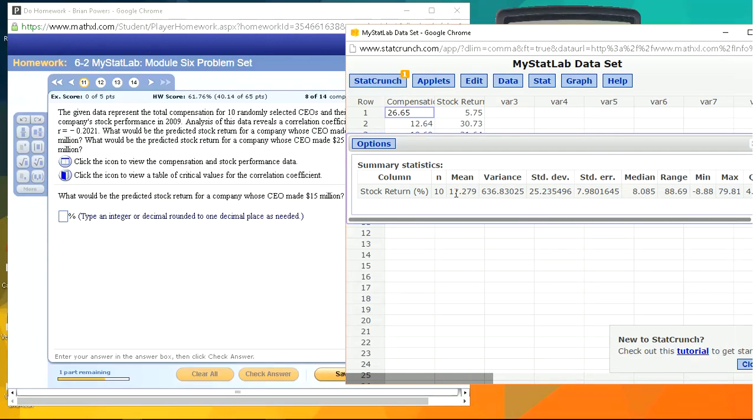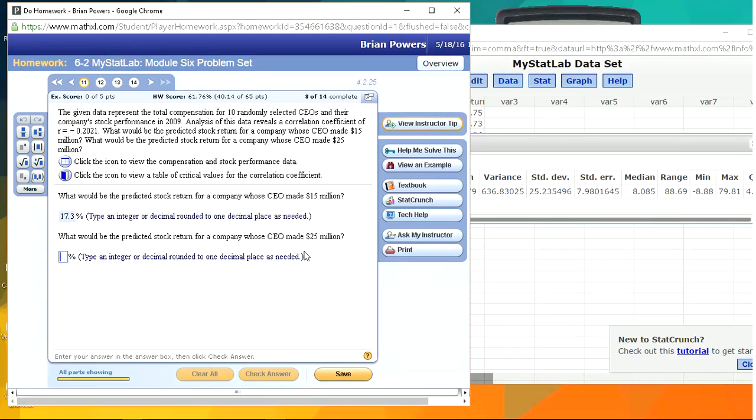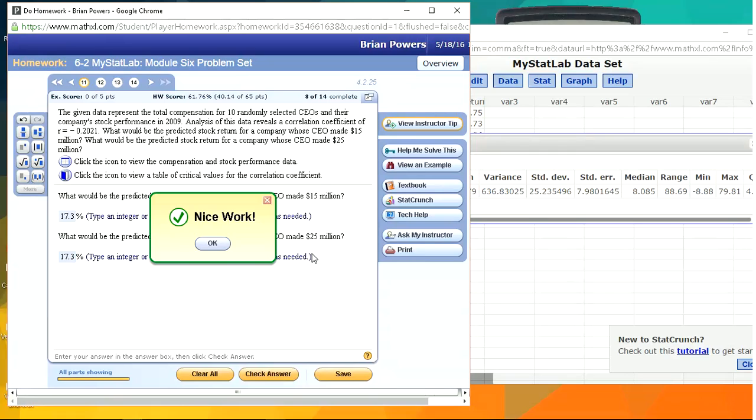So the mean stock return is 17.27. So 17.3 is the average. That's what we would predict. We don't have enough of a linear relationship for us to use a linear model, so we're just going to average those stock returns, and that'll be our prediction. Whether he makes 15 million or 17 million, we're not going to have any difference in our prediction.